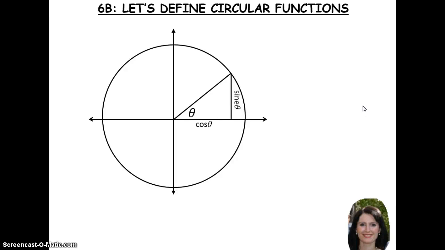Today we're going to look at some of the symmetry properties of the unit circle, but first I just wanted to finish off 6b. We forgot to talk about tan, so we'll do that now. Here is the unit circle.